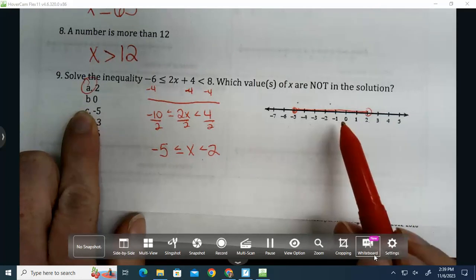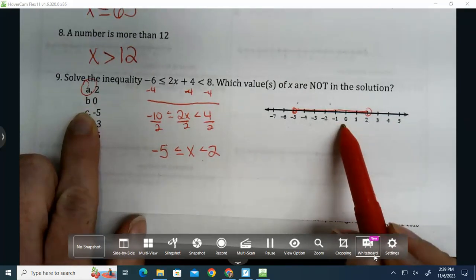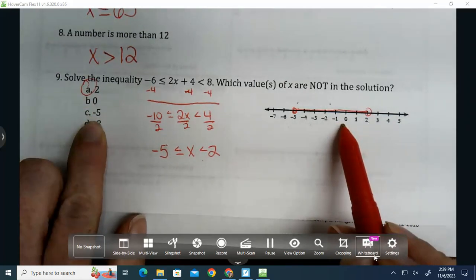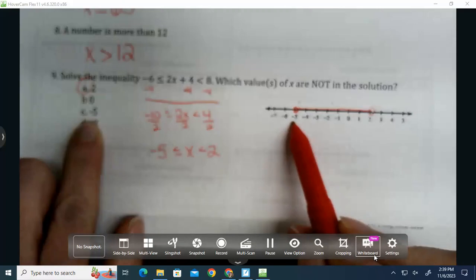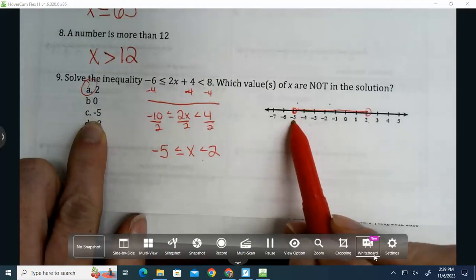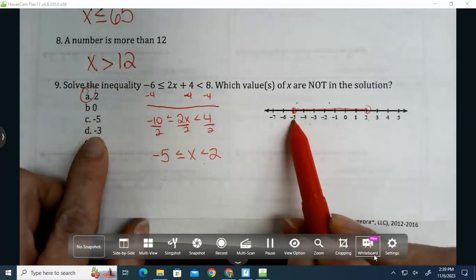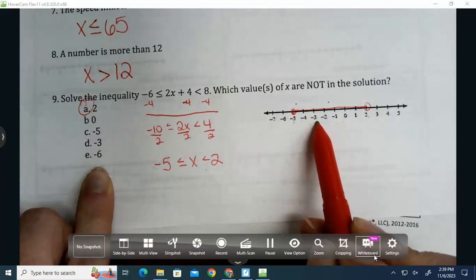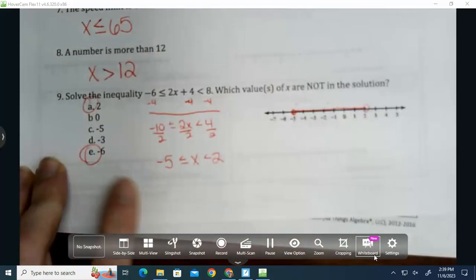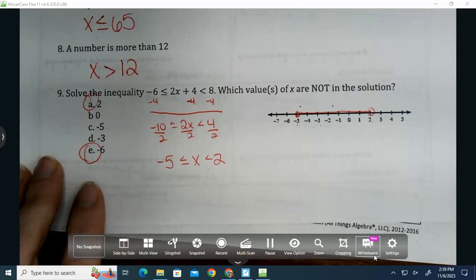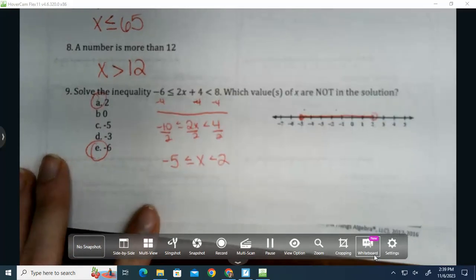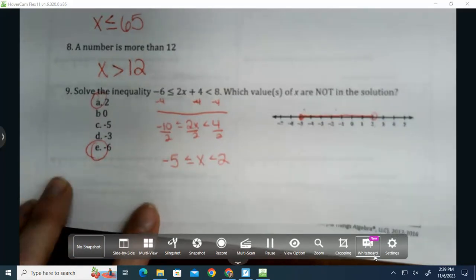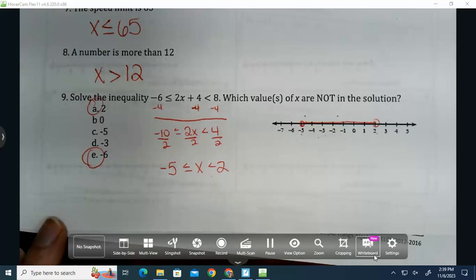Is 0 inside the shaded part? Yes. Is negative 5 in my shaded part? Yes, because it is a closed circle. It counts. Is negative 3? Yes. Is negative 6? No. So the two answers that did not work are 2 and negative 6. It's a good trick question to make you think. Okay.